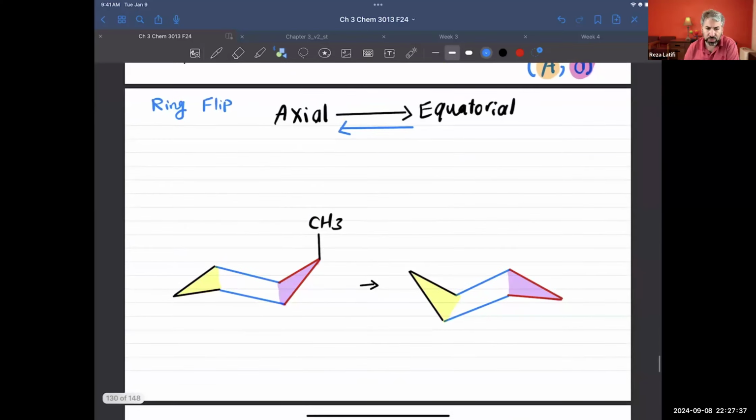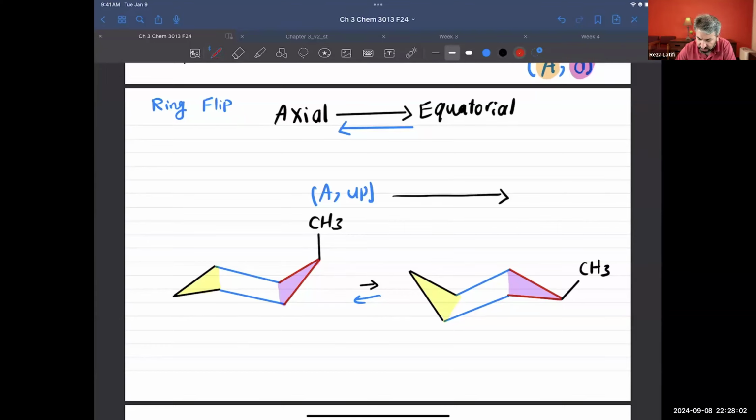So we have a methyl group here, and I'm going to assign the position for it: axial and pointing up. I'm going to do ring flip, and in that case, methyl from axial will turn to equatorial. Where is the equatorial position? The equatorial position is going to be here, and that's going to be CH3. Check this: from axial, it's going to turn to equatorial, but still is pointing up. So up stayed up, but the axial turned to equatorial.